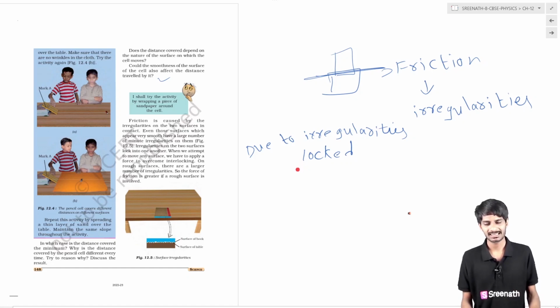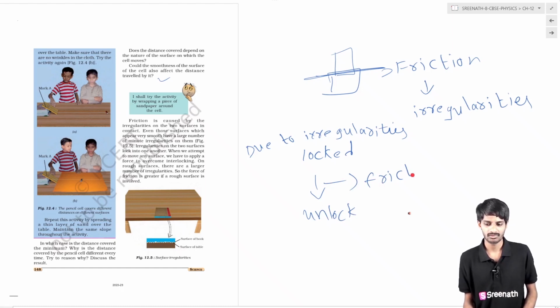So frictional force is nothing but the force required to unlock the two surfaces which are in contact. Basically they are locked due to their irregularities, so we have to unlock them. The force required to unlock the two surfaces is called friction. Friction is nothing but the force required to unlock two adjoining surfaces.